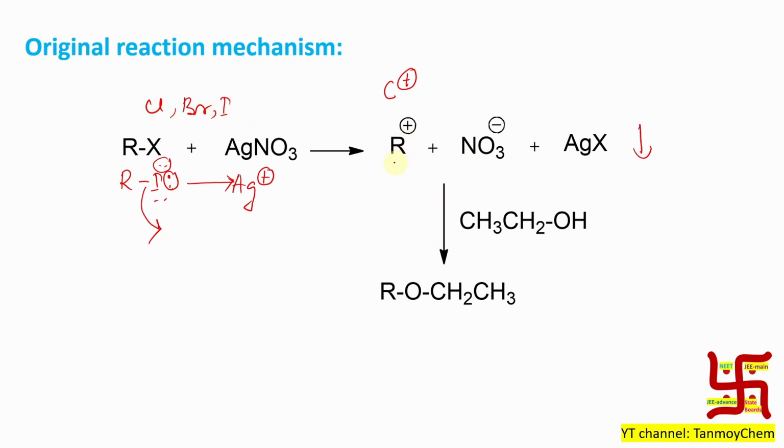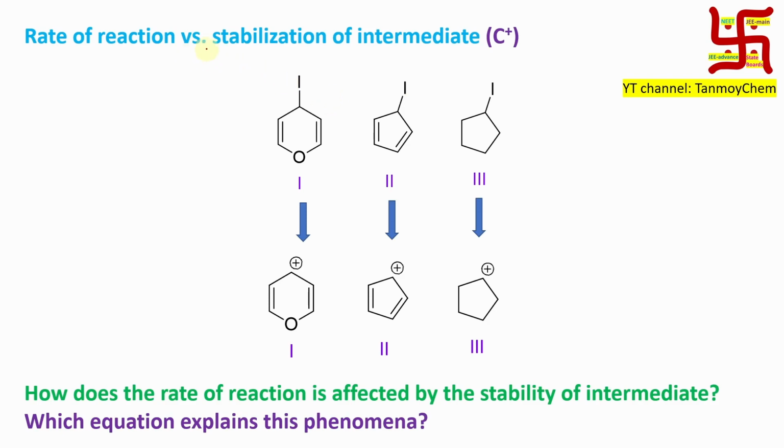Later on this carbocation reacts with ethanol to produce this ether molecule. So this is the overall reaction. Now if you look at it, the rate of this reaction depends on the stability of the carbocation. So you can see the rate of the reaction versus stabilization of the carbocation. So let's look at the carbocations here. If this leaves, it produces this cation. If this leaves, it produces this cation.